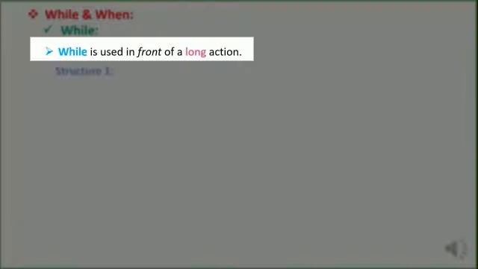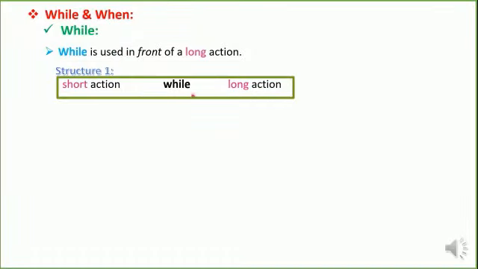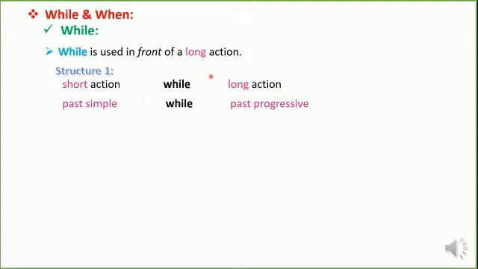While and when are two conjunctions that connect two sentences together in the past. While is used in front of a long action. In the first structure, while may connect a long action with a short action. By the long action I mean the past progressive tense, because it happened in the past and continued for a certain period of time. The short action is the simple past. It is the action that interrupted that long action.